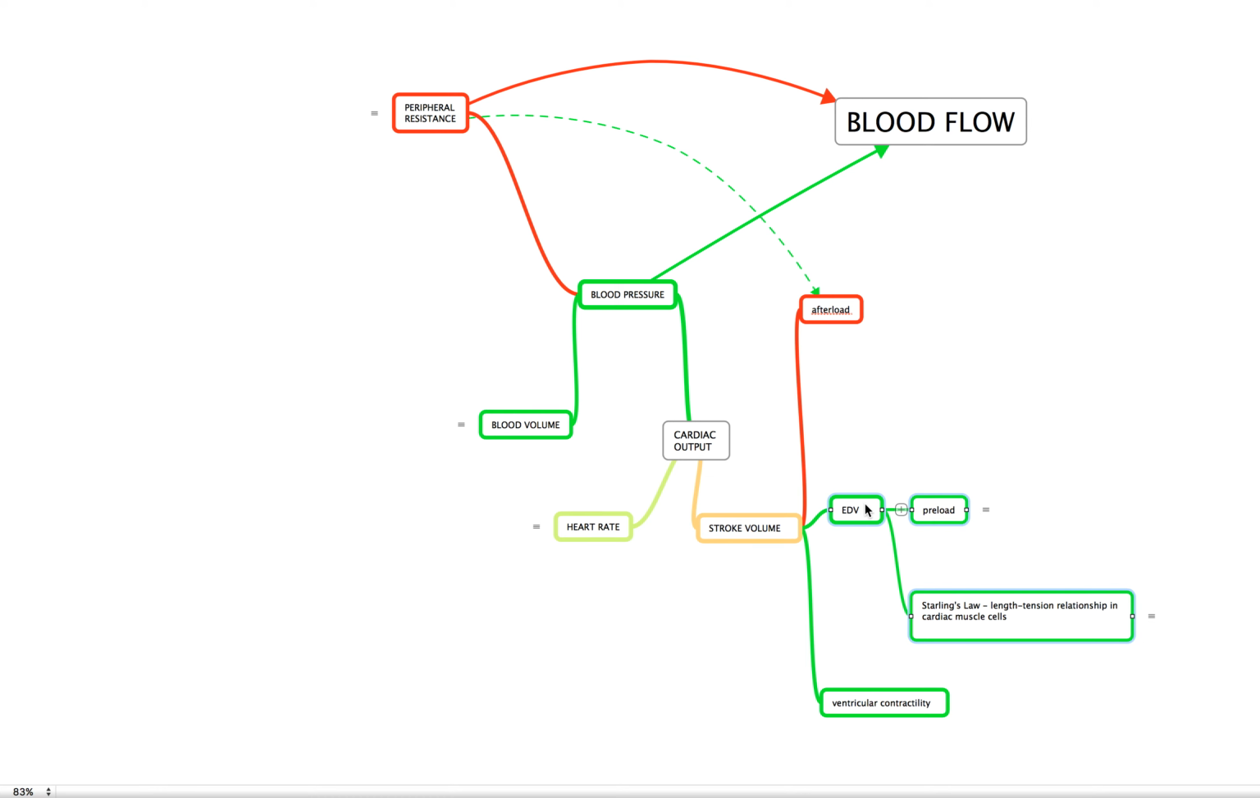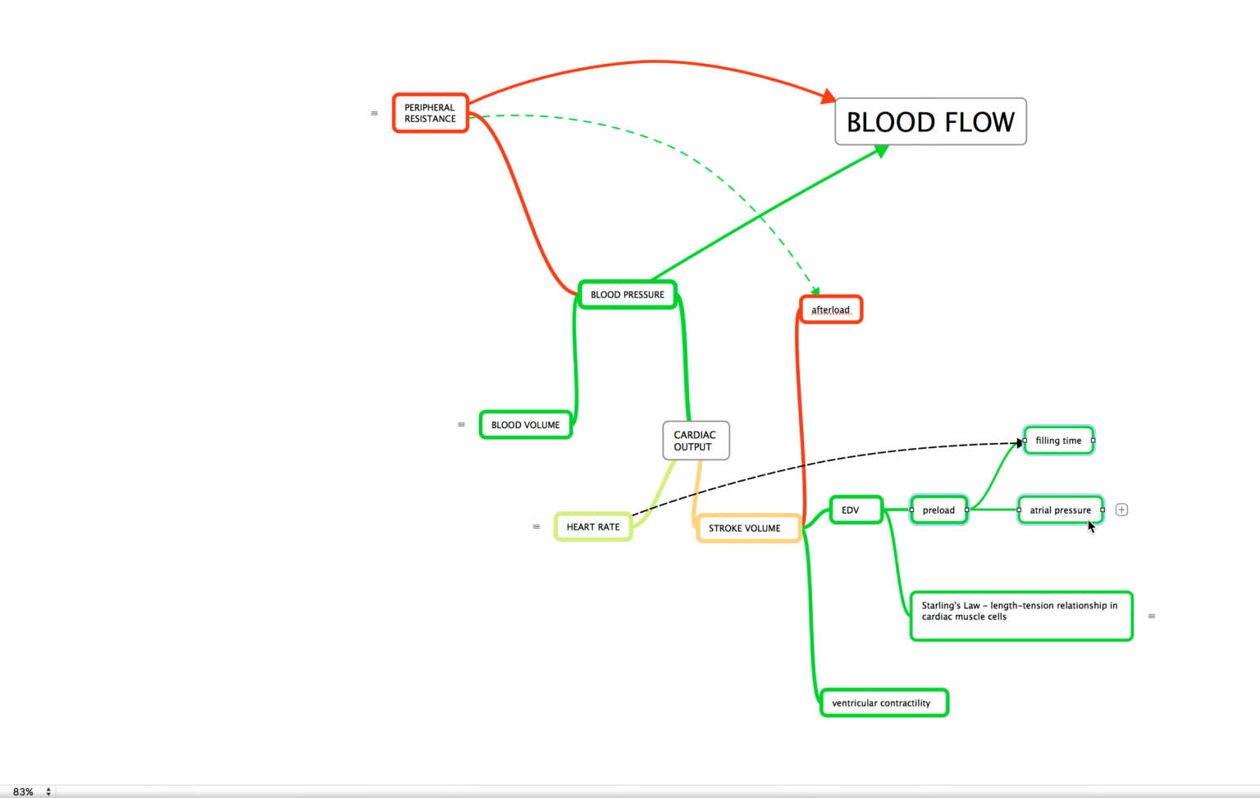EDV is end diastolic ventricular volume. It is the volume including both the fluid and the size of the chamber in the ventricles at the end of diastole just before systole. And so there are a couple things you consider with end diastolic ventricular volume. You say that preload is how full the chamber is, and how full the chamber is affected by filling time and atrial pressure. Atrial pressure is both how full the atrium is and also how much the atrium actually contracts.